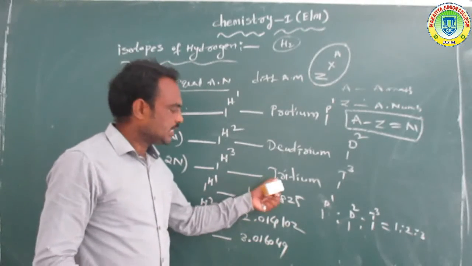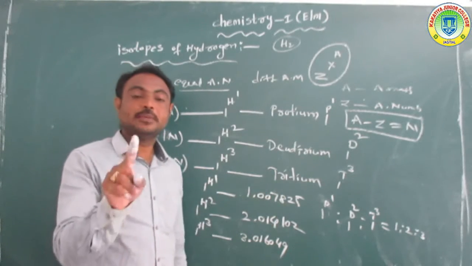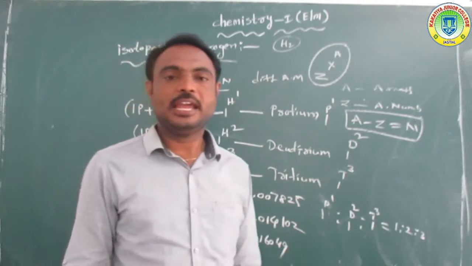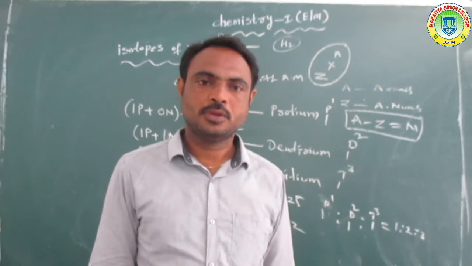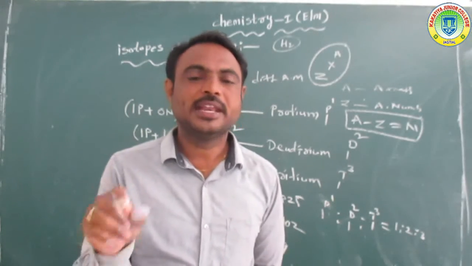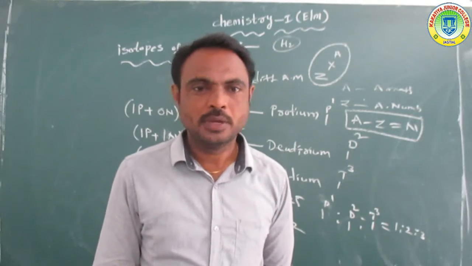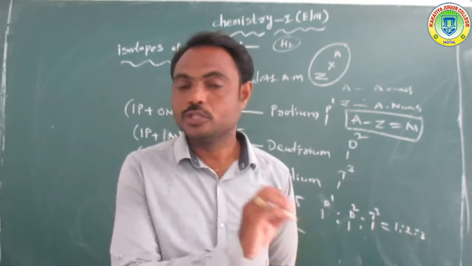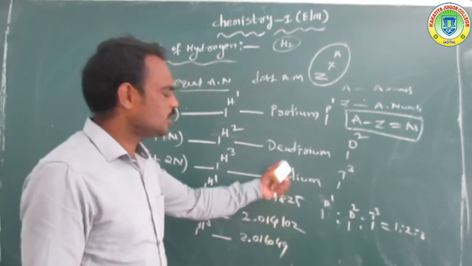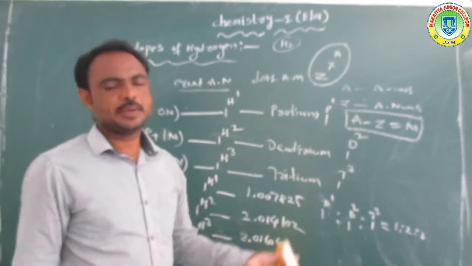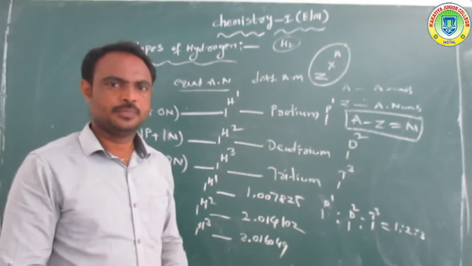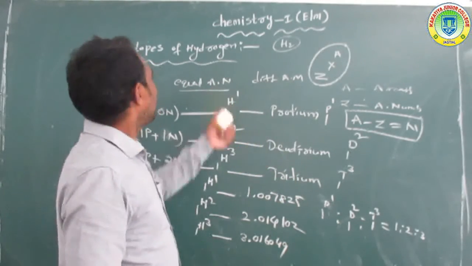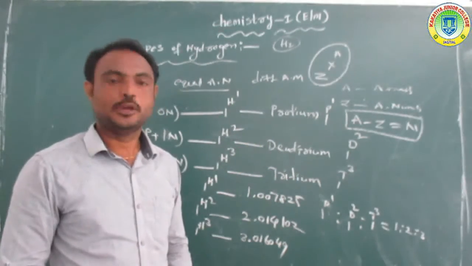Overall, in these isotopes, tritium is a radioactive element. Tritium is a radioactive isotope. It is a very important and useful isotope. The remaining ones are also used in different types of compounds. So these are the isotopes of hydrogen.